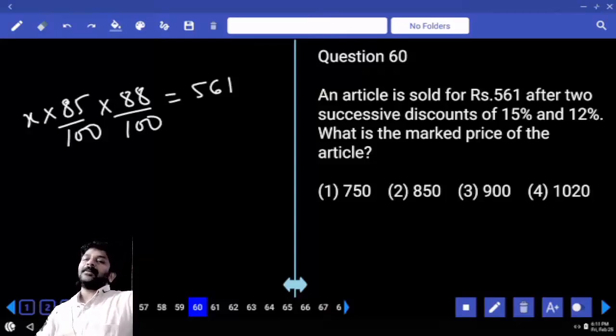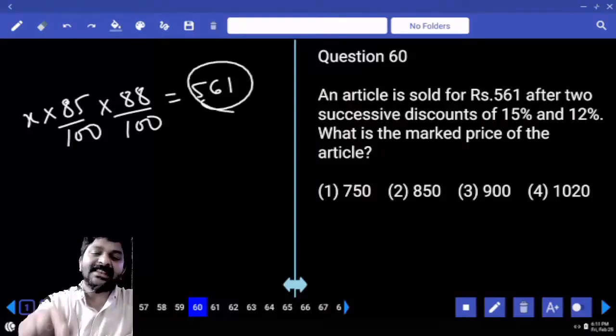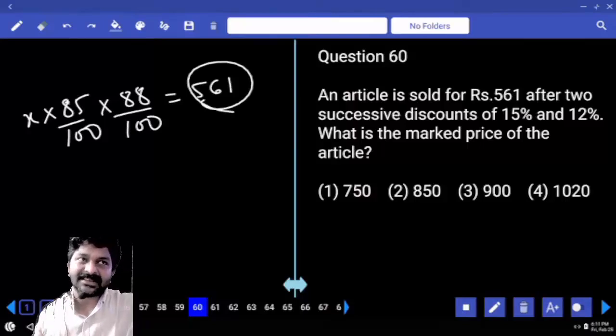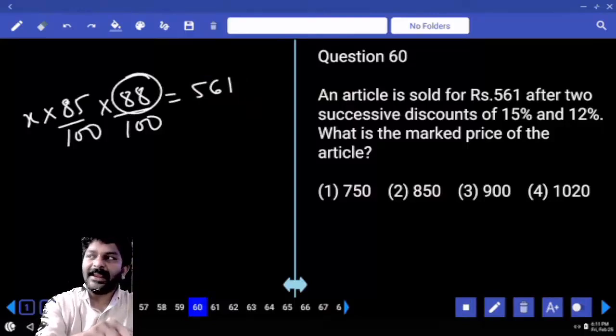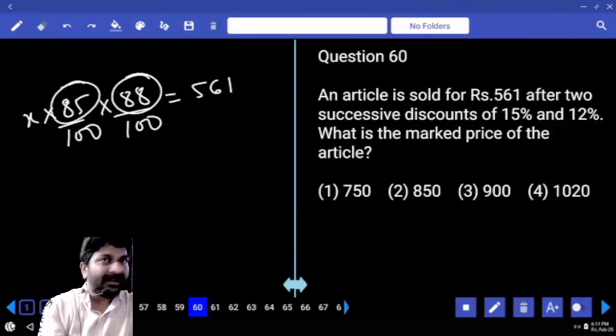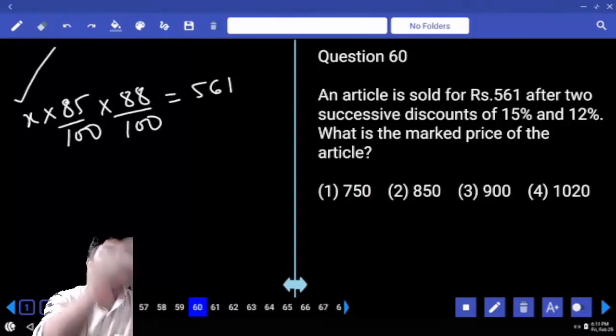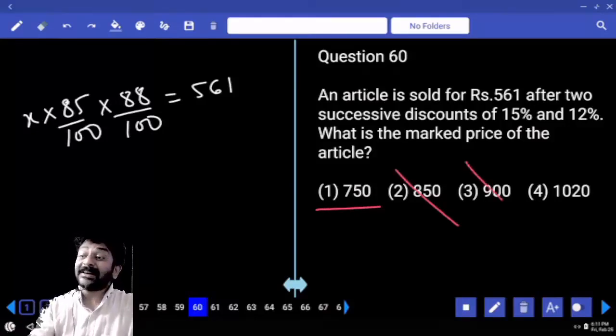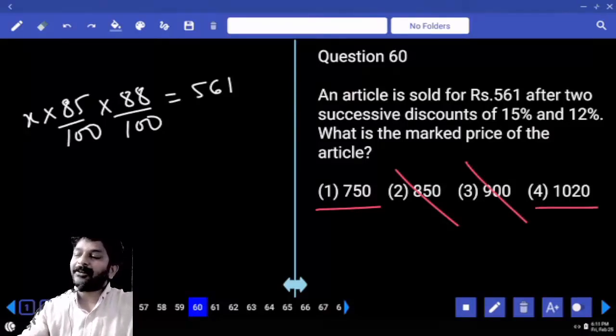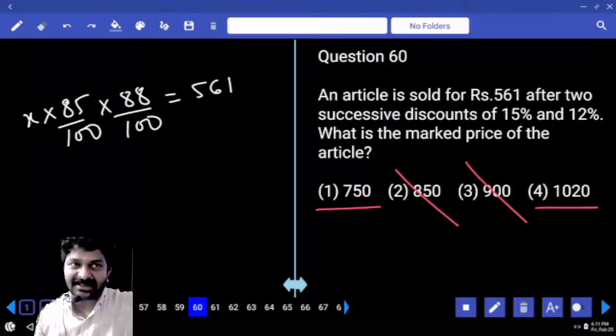Correct? Come on. 561 right hand side, this is 3 multiple. 561, is that a 3 multiple? Is that a 9 multiple? It is only 3 multiple. Left hand side numerator 88 is not a 3 multiple. 85 is also not a 3 multiple. That means X must be definitely a 3 multiple. It may be first option. Second cannot be your answer. Third cannot be your answer because you don't have 9 multiple. We have only 3 multiple. And fourth option 1020 is also possible because that is also 3 multiple.